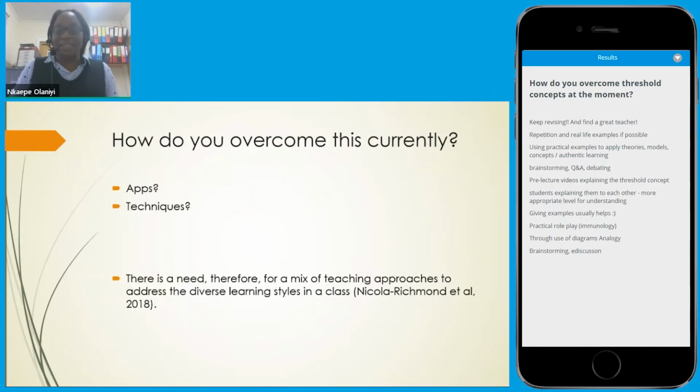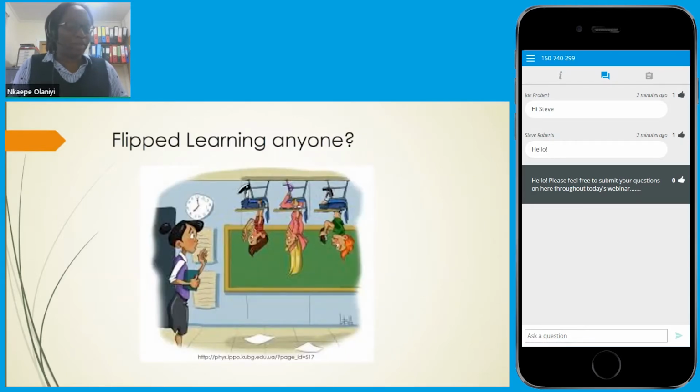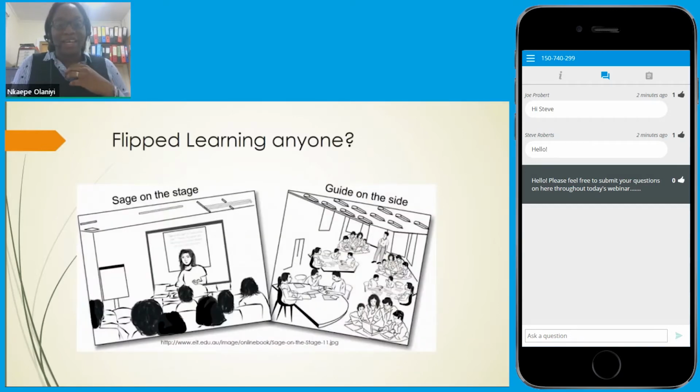So there is a need, as one researcher said, for a mix of teaching approaches to address the learning styles that you have in the class. You cannot escape that. For me, flip lesson was the best way to do that because it encompassed a lot of what you've just mentioned, and some of the things I wish had happened in my experience. Obviously I'm not talking about an upside down class. It's basically, instead of being the sage on stage, being the guide on the side, making it a more student-centered approach to learning rather than a teacher-centered one.